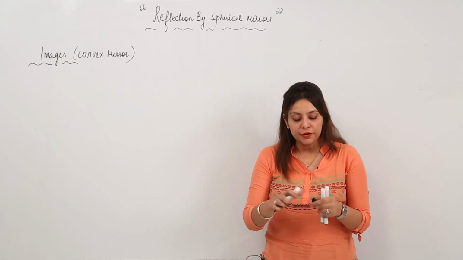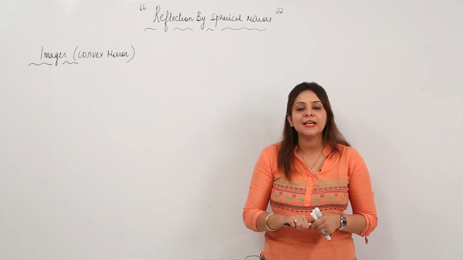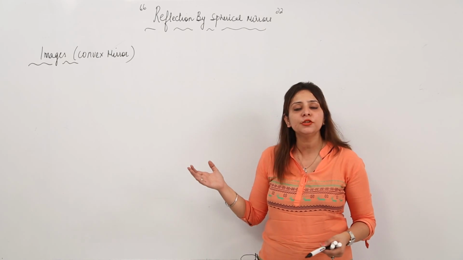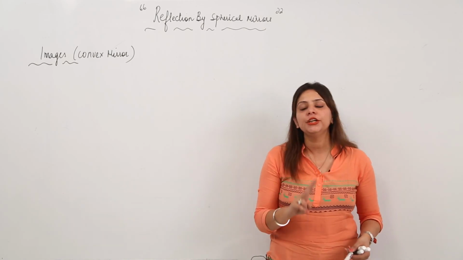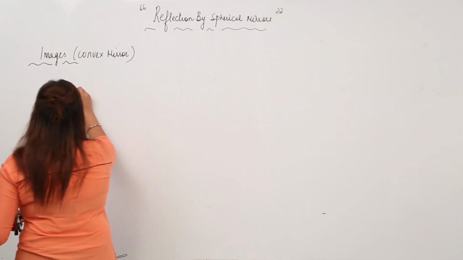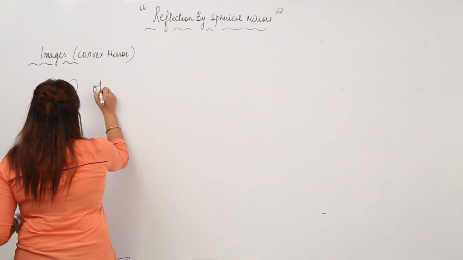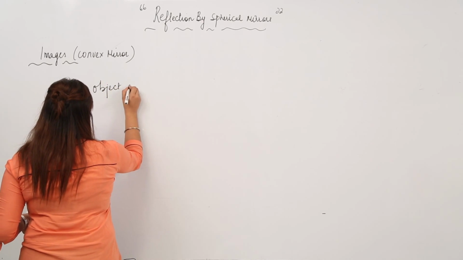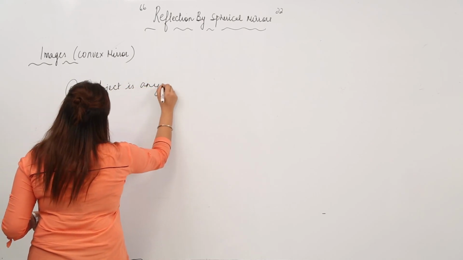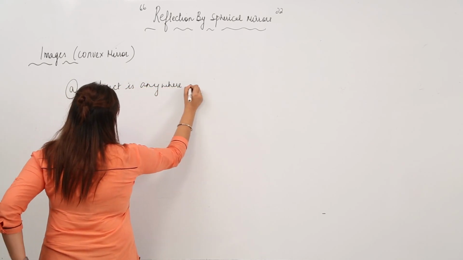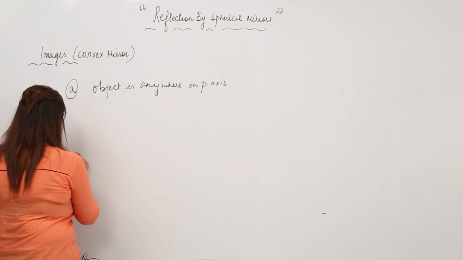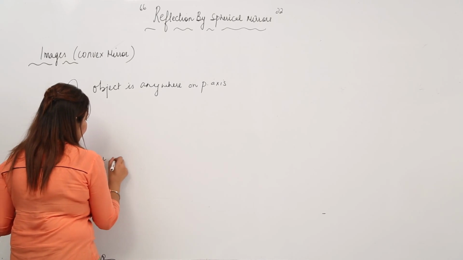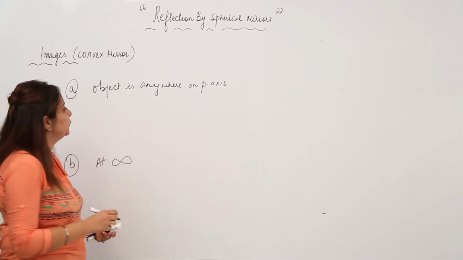Now we are going to draw ray diagrams for the convex mirror. As we drew for the concave mirror, there were 6 cases there, but here we'll have only 2 cases. One is when the object is anywhere on the principal axis, and the second is when the object is at infinity. So we have only 2 cases for the convex mirror.